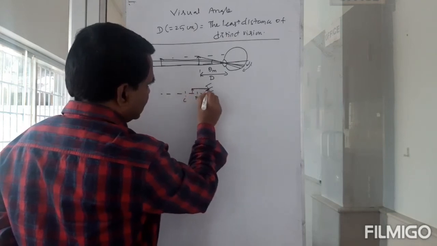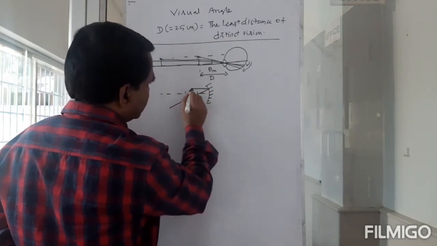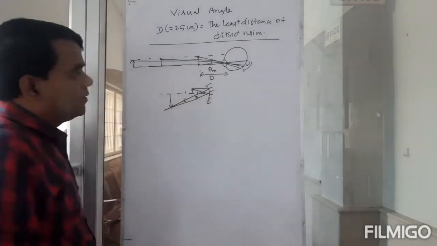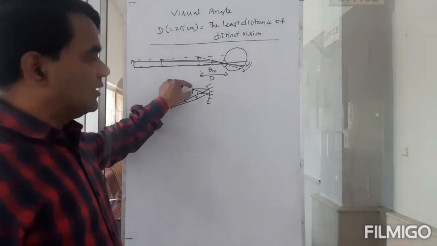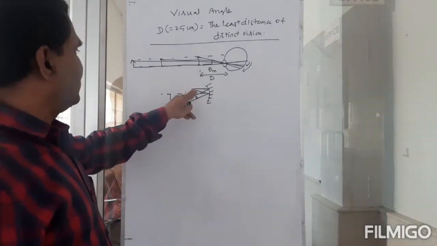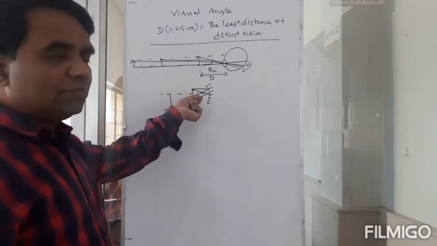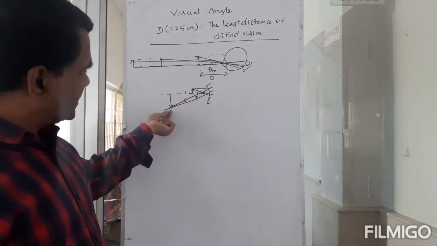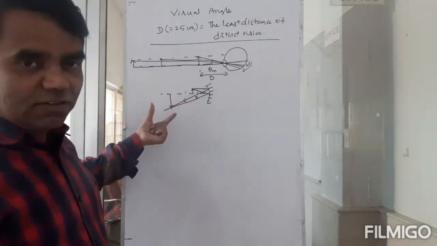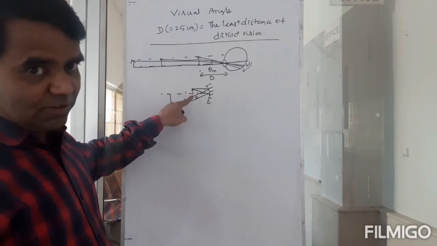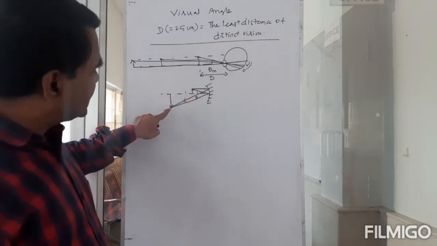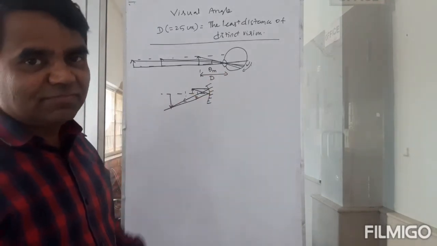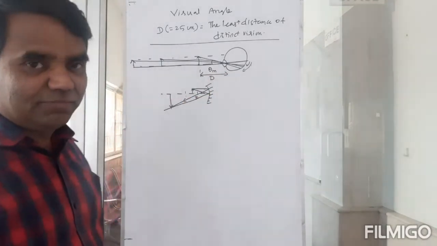So what will happen is that the image size can be made bigger than the object size. If I keep the object beyond C, then the image will be smaller. But if I keep the object between F and C, you can see that the image is bigger than the object. And now, if I see this image using my eye, then I should be able to see the object clearly.